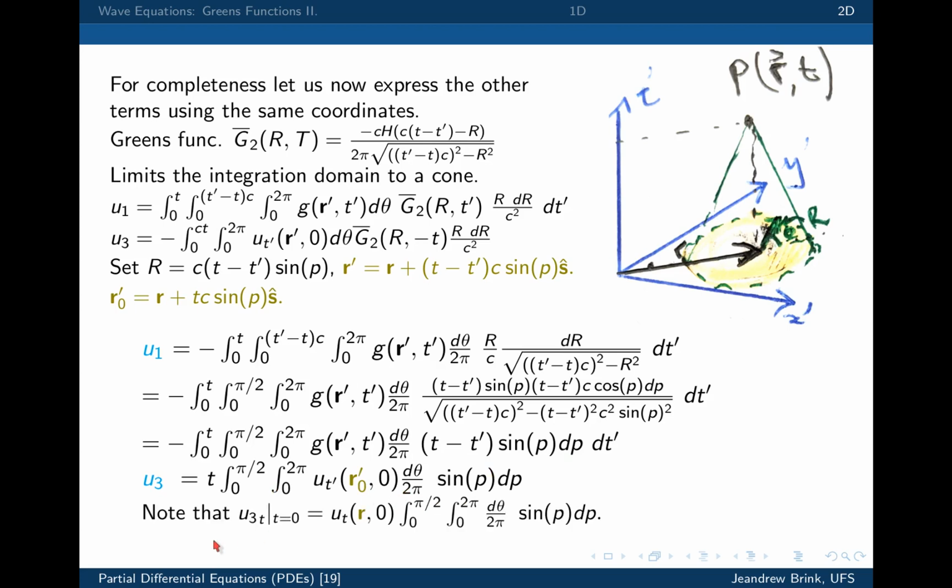And the one thing I wanted to say is that the time derivative of U3 at t0 is simply ut at r of 0. Okay, I think I've lost. But you know that integral is actually equal to 1, and so something happened to my slides. Anyway, so you basically have that at time t equals 0, right?